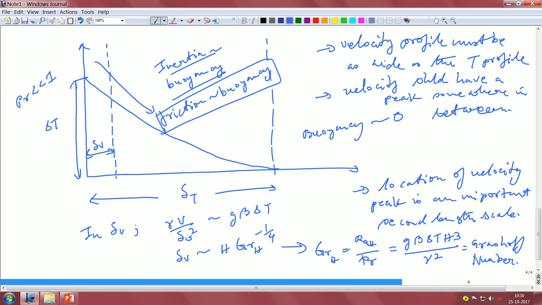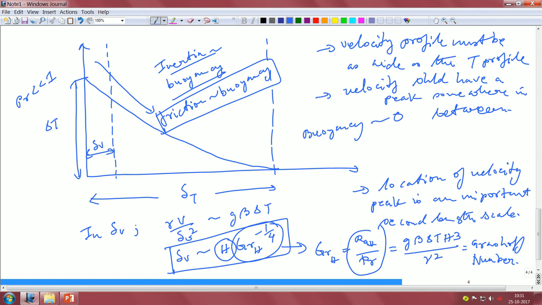In other words, delta V, that second layer thickness that we have found, is given by once again H into the Grashof number. The Grashof number is the Rayleigh number and the Prandtl number. So once again you see that the scaling is still H into Rayleigh number to the power of minus 1/4, and it has been compressed or changed by a factor involving the Prandtl number.